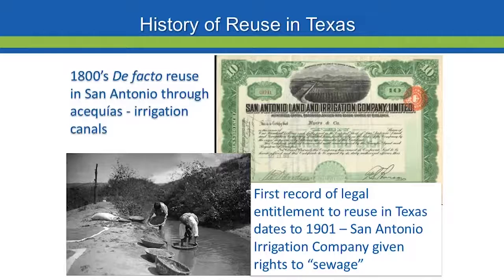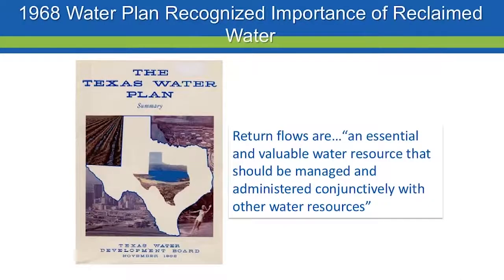The first actual legal entitlement to reuse dates back to 1901, so the turn of the prior century, and that was the San Antonio Irrigation Company, and that gave them rights to sewage both present and future. And if you look at some of the planning that was done in the permitting of Lake Livingston, which is at the bottom of the Trinity River Basin and catches all the return flows in the Dallas-Fort Worth area, the Dallas-Fort Worth area recognized the importance of return flows, and Lake Livingston was made deliberately subordinate to those return flows. So I think quite visionary that the planners at the time recognized that, and this was back in the 1950s, that the Dallas-Fort Worth area would someday be able to benefit from all the return flows that were being generated up here.